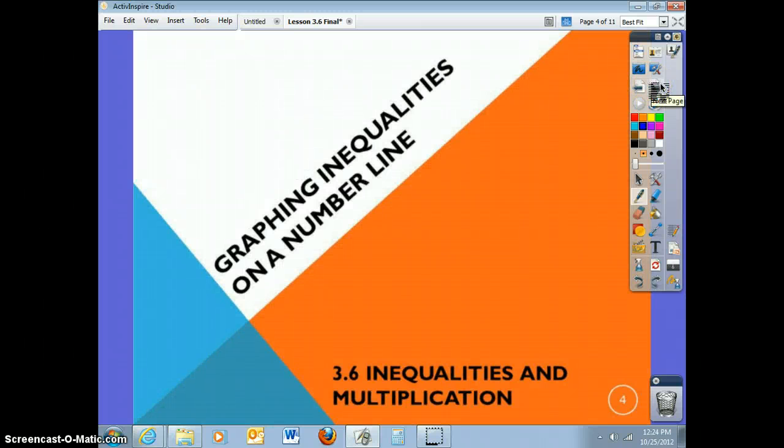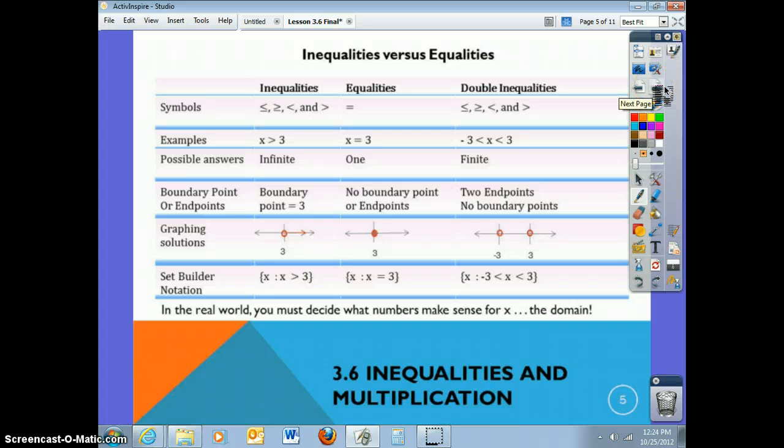Okay, so the first thing we're going to talk about is just graphing an inequality on a very simple number line. All right, so first, let's talk about the symbols you use. Obviously, the symbols for inequalities are these that you're very familiar with: the less than or equal to, the greater than or equal to, the less than, and the greater than. The symbol for an equality is obviously the equal sign.